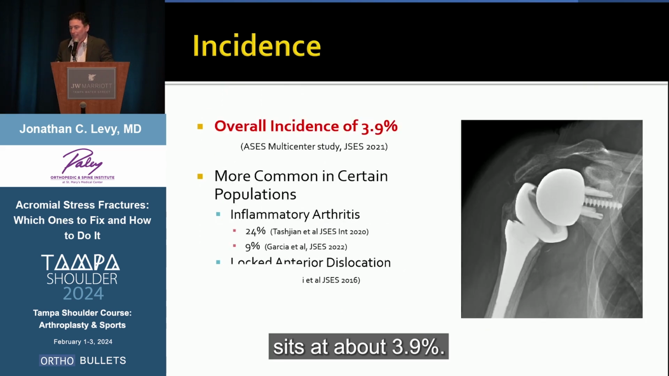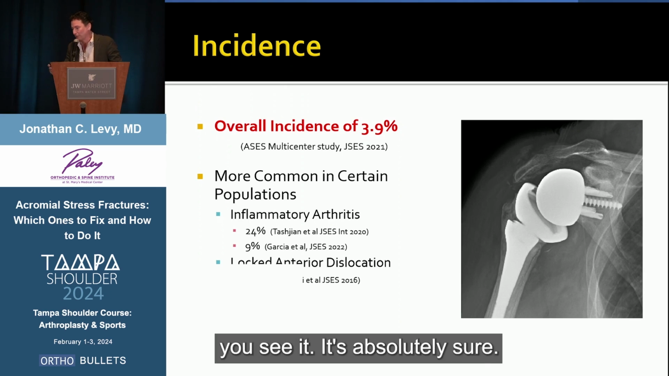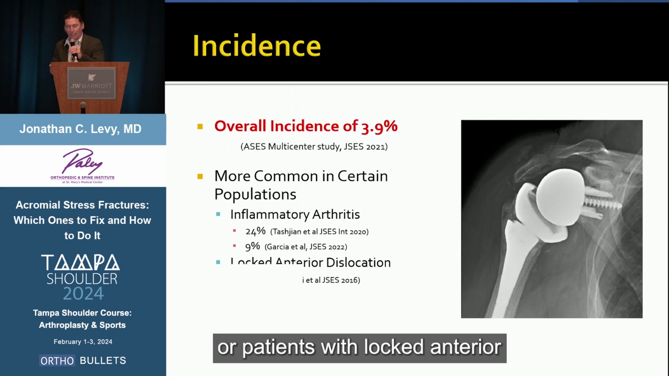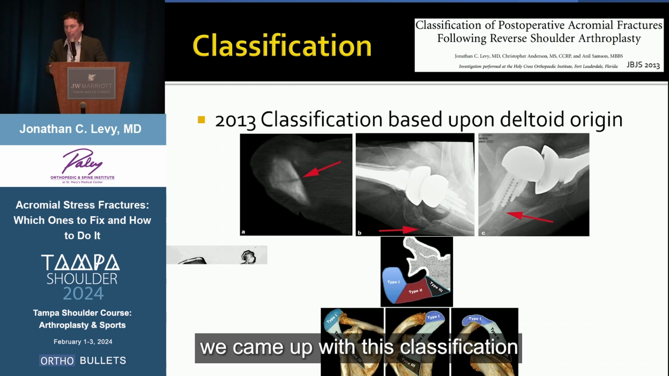The overall incidence sits at about 3.9%. It sees you more than you see it. It is definitely more common in certain populations like inflammatory arthritis or patients with locked anterior shoulder dislocations. About 10 years ago, we came up with this classification that was based on the deltoid origin.